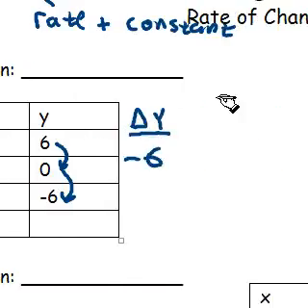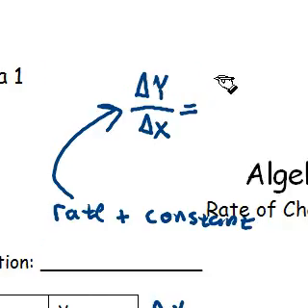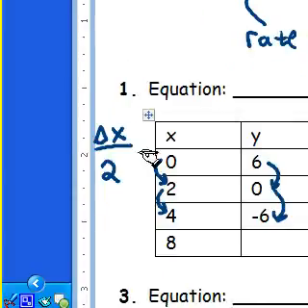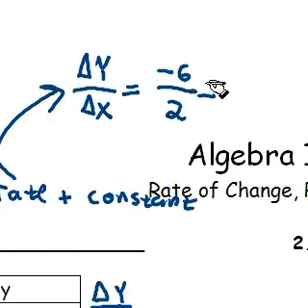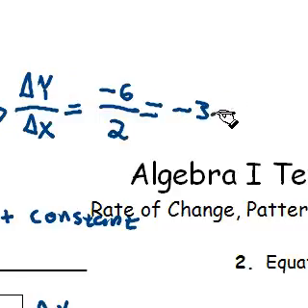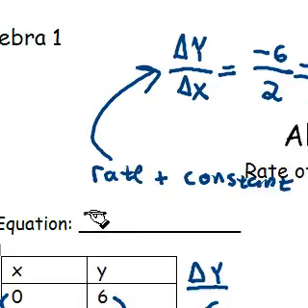So in this column, x increased by 2. So what we do is we have our delta y and our delta x, and we saw that our change in y was negative 6, and our change in x was 2. And so our rate, our multiplier, is negative 3x. So that is what we put in for our rate.